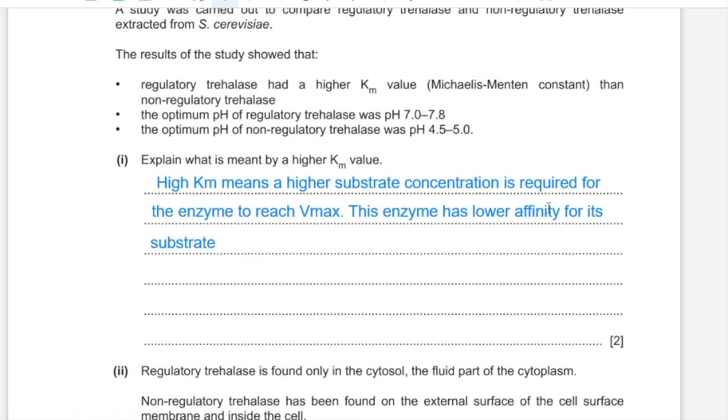So, lower enzyme affinity would mean that due to less attraction between enzyme and substrate, enzyme-substrate complex formation is not easy, and therefore a high substrate concentration is required for all of the active sites of the enzyme to be occupied.